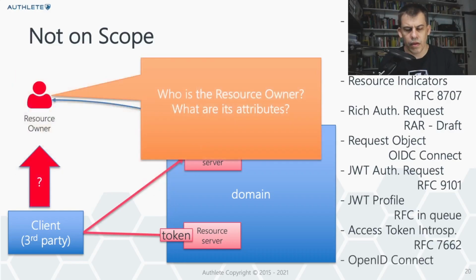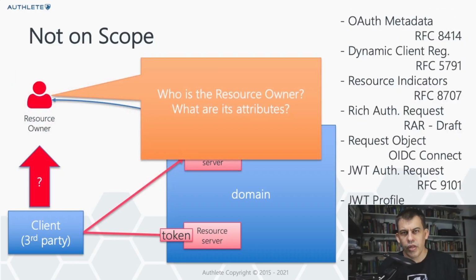The endpoint for the resource server to inquire of the authorization server was introduced later by the access token introspection specification in 2016. And finally, who the user is. How can the client pull the attributes or know who the user is? That's not addressed in OAuth either, and it's addressed in a different specification that we'll cover later in much more detail, which is OpenID Connect.